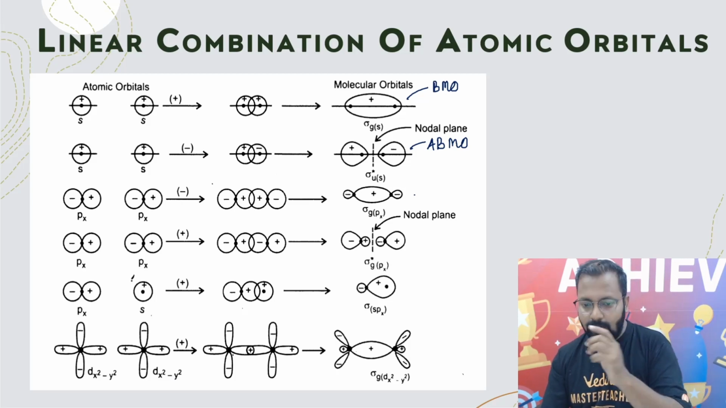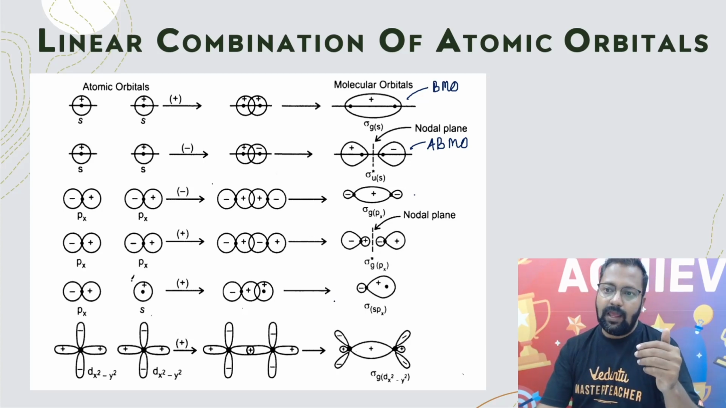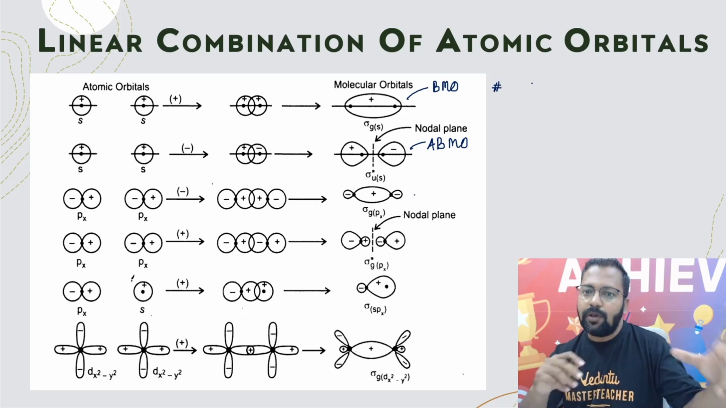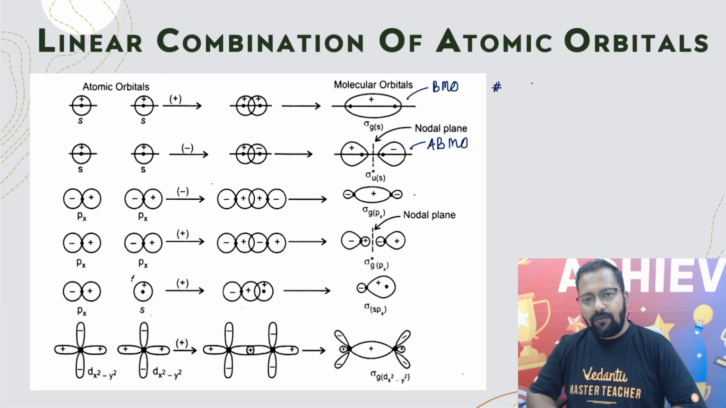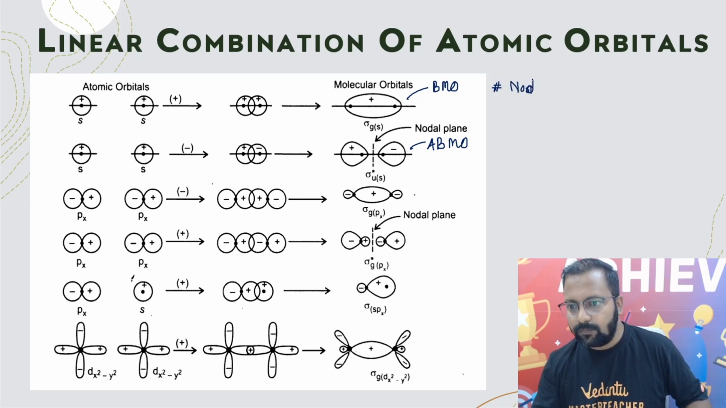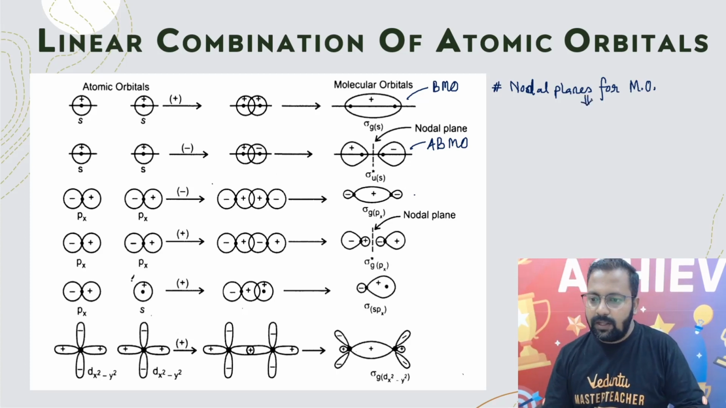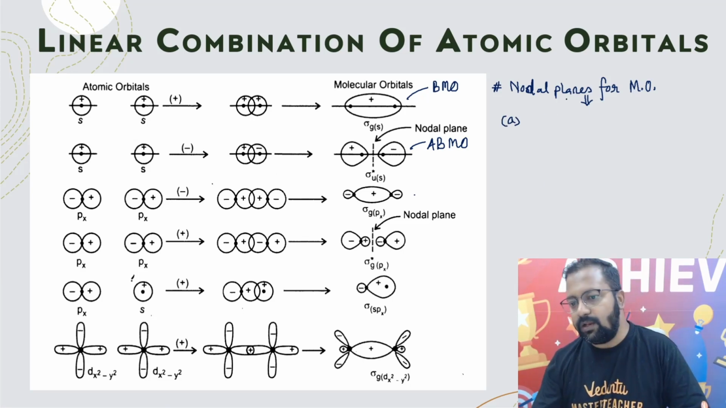Now you have to understand one very important idea: how many nodal planes should I be counting? Nodal planes of a molecular orbital: for atomic orbitals, any plane which was going through the nuclei, we were counting as a nodal plane for that given atomic orbital. Nodal planes for a molecular orbital will be counted in this way. Those planes which satisfy this condition will be included.